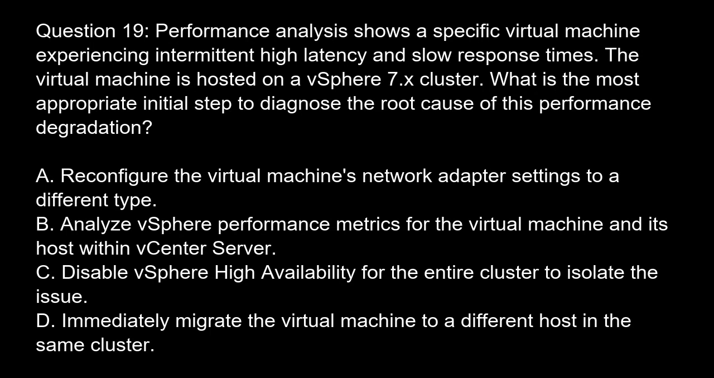Question 19. Performance analysis shows a specific virtual machine experiencing intermittent high latency and slow response times. The virtual machine is hosted on a vSphere 7.x cluster. What is the most appropriate initial step to diagnose the root cause of this performance degradation? Option A. Reconfigure the virtual machine's network adapter settings to a different type. Option B. Analyze vSphere performance metrics for the virtual machine and its host within vCenter Server. Option C. Disable vSphere High Availability for the entire cluster to isolate the issue. Option D. Immediately migrate the virtual machine to a different host in the same cluster.